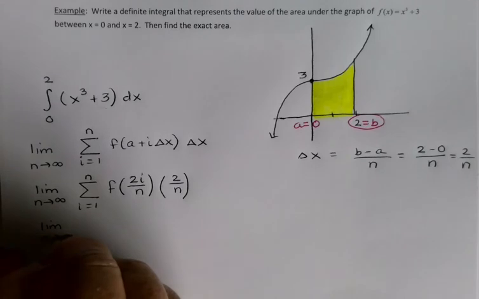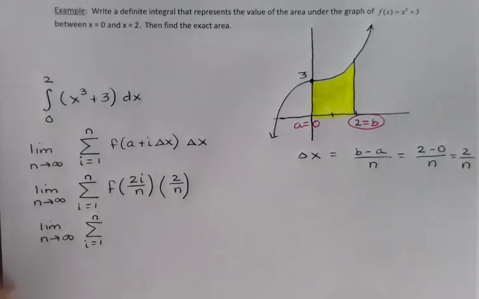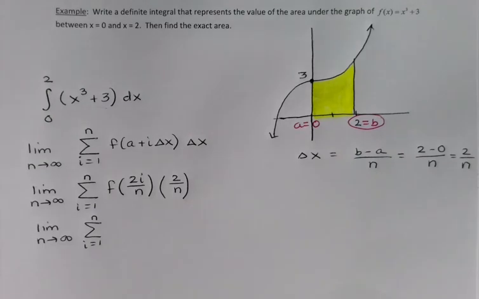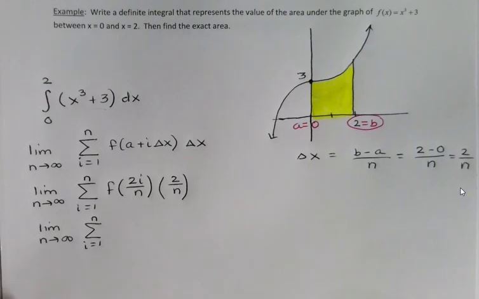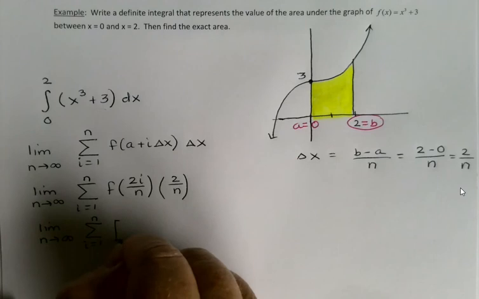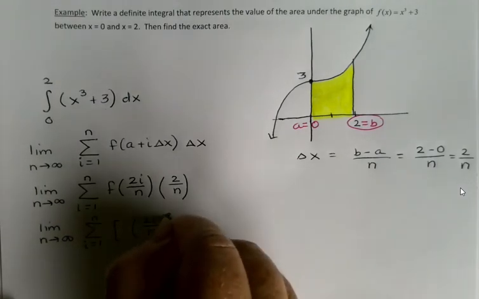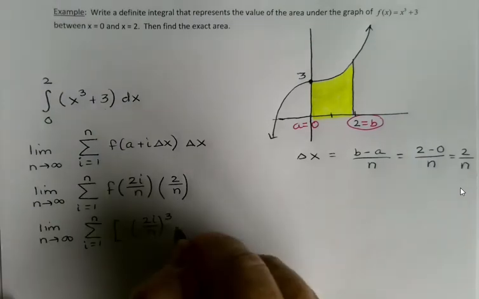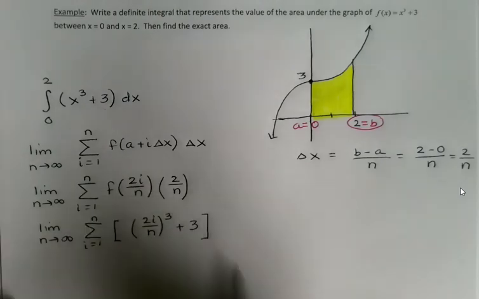We have the limit of this sum and I have to plug the 2i over n into my original function, x cubed plus 3. So I'd have 2i over n cubed plus 3. And that gets multiplied by the 2 over n.